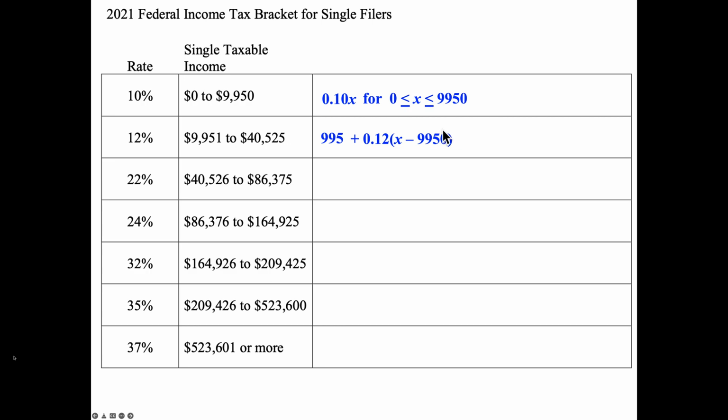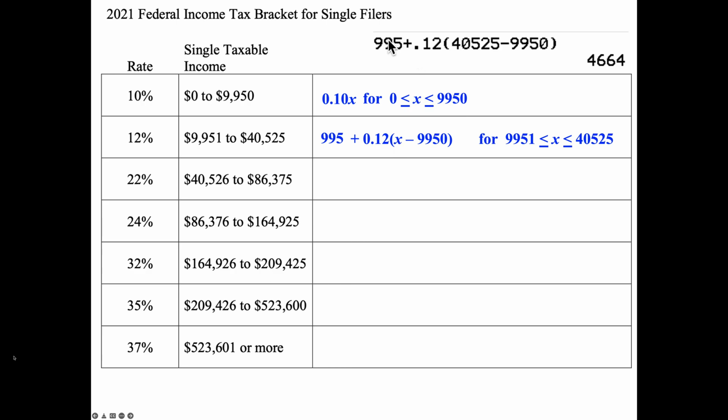All right, so my domain restriction is right here: 9,951 less than or equal to x less than or equal to 40,525. All right, let's max this bracket out. Take the biggest number in the domain restriction, put it in for x.